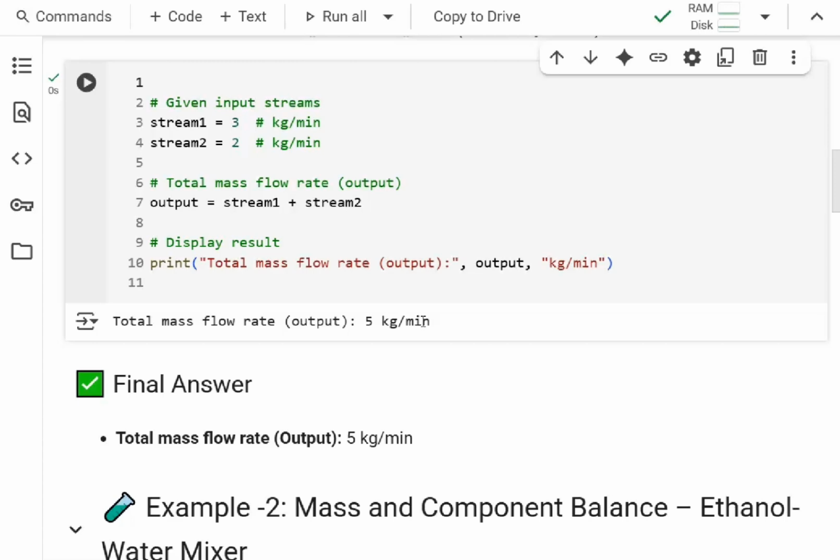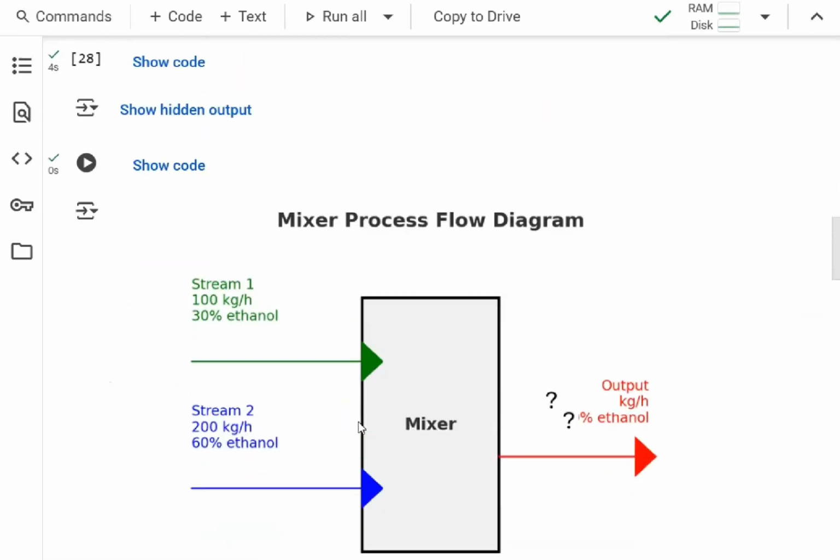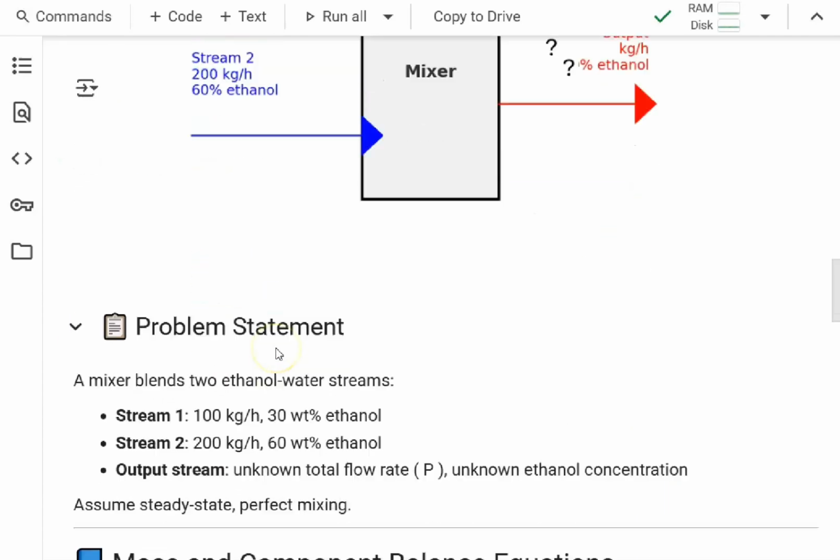Now let's level up. Imagine we are mixing ethanol and water in two feed streams. Stream 1 is 100 kg per hour, and in it 30% ethanol is there, and stream 2 is 200 kg per hour, in which 60% ethanol is there. If I mix those two streams, what will be the output and what will be the percentage of ethanol? Our goal is to find the output flow rate and ethanol concentration using mass and component balance.